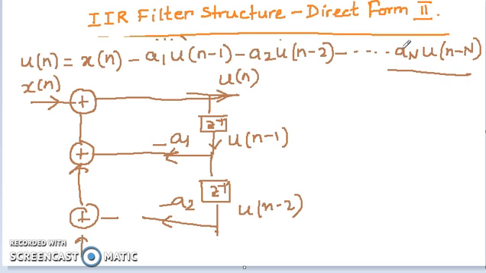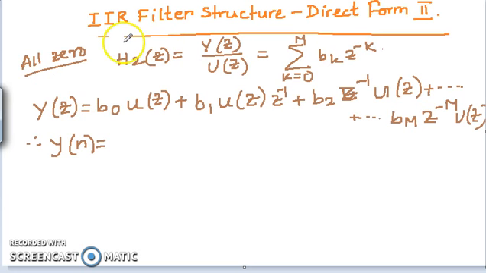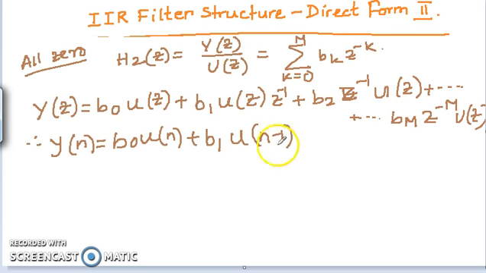Now what about the second part, that means the all-zero part. In a similar fashion I have written the all-zero part. So if I simplify, it becomes like this. Okay, and if I go for the inverse Z transform, I will get the difference equation where I will get the final output value y(n), and this output value will be b0 into u(n) plus b1 into u(n-1), because of the inverse sign, that means there is a delay.